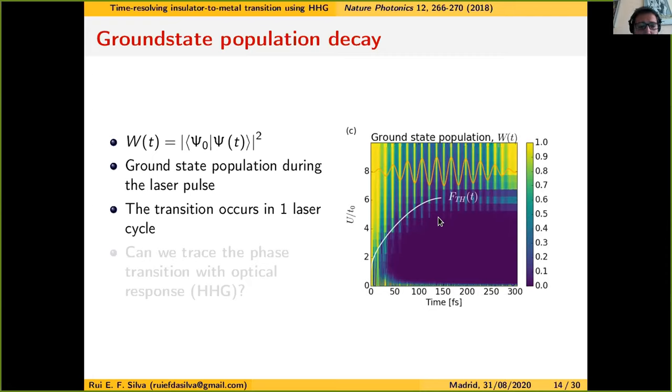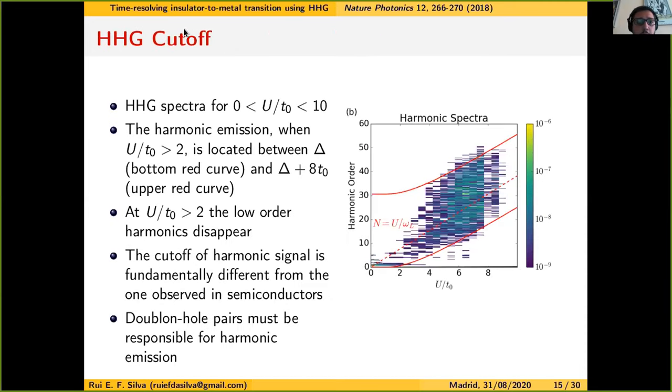So the question now is, can we trace this phase transition with the optical response or with high harmonic generation? Okay. So I'm going to show you here the high harmonic generation spectra for different values of U. So now each vertical stripe is just a calculation of high harmonic generation for different values of U. And you clearly see that for the harmonic emission when U is smaller than 2, so here when we have a conducting-like system or a conducting-like ground state, the emission is really composed of intraband harmonics. So you see the first, the fourth, and the fifth harmonic.